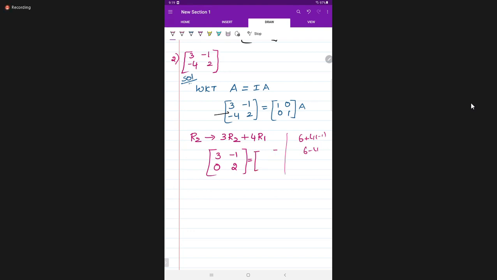Now tell me, what is this answer? 1, 0 right as it is. 3 into 0 plus 4 into 1, which is equal to 4. Next, 3 into 1 plus 4 into 0, it will be 3. Everyone, please respond.